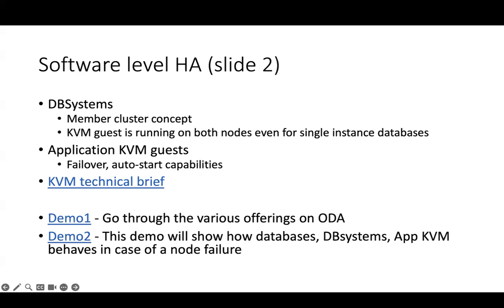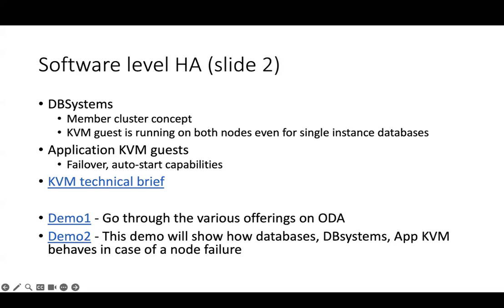For KVM guest monitoring, the grid infrastructure is monitoring the KVM guests, and if one fails, the KVM guest process disappears, or the version doesn't show it as running, then the grid infrastructure will try to restart it, and if the failover option is enabled, then it can also restart it on the other HA node.